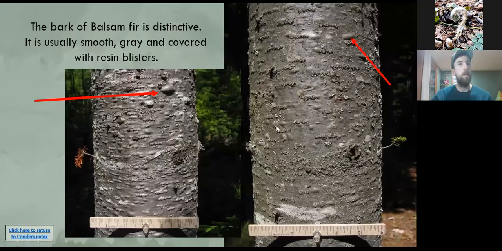A couple of key ways to help you identify it: when you're looking at the bark or the stem of the tree, it's a smooth gray bark. One noteworthy thing that makes it unusual from all our other conifers is that it has resin blisters. If you look at that arrow pointing at that little bulbous growth on the stem, that's a resin blister filled with resin. If you were to poke that with your finger or your pocket knife, it's filled with sticky resin. It's a defense mechanism the tree has to protect it from herbivory.